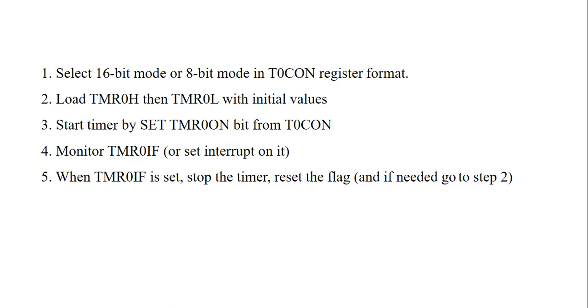The first step: select 16-bit mode or 8-bit mode in the T0CON register format. In T0CON, both 16-bit as well as 8-bit configurations are given. Load TMR0H then TMR0L with initial values. Calculate the count and load the value of that count into TMR0H and TMR0L. Both are 8-bit registers. If you use a 16-bit timer, then we have to load the 16-bit count into TMR0H and TMR0L. If we go for the 8-bit mode, then only TMR0L will be in the picture and TMR0H is not used. Start the timer by setting the TMR0ON bit from T0CON.